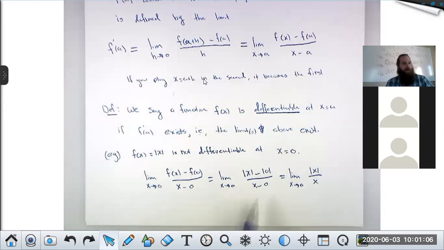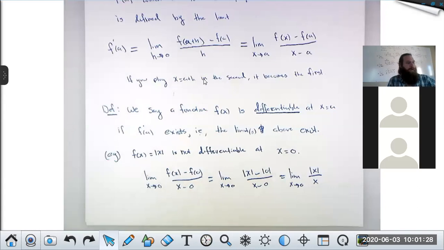And then from here to here, I'm just replacing f of x and f of 0 by what they are. f of x is the absolute value function, so f of x is absolute value x, and f of 0 is the absolute value of 0. And then here I simplify. The absolute value of 0 is 0, and x minus 0 is just x. You may remember this function.